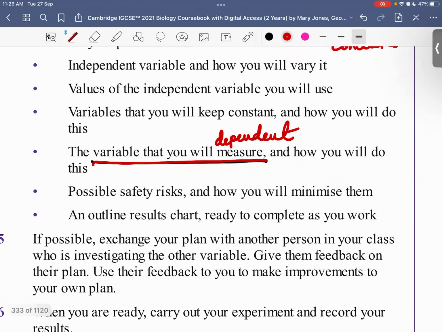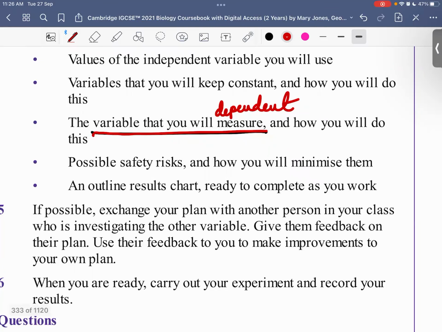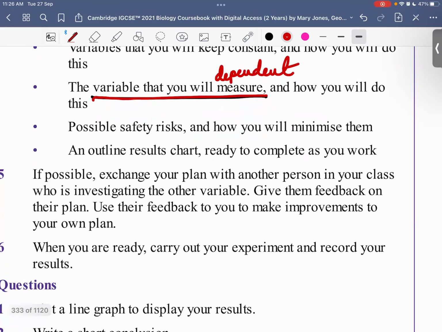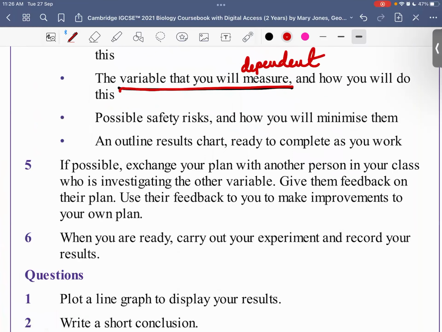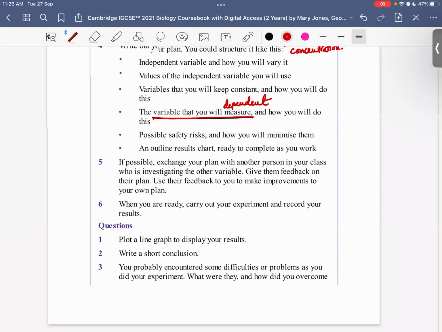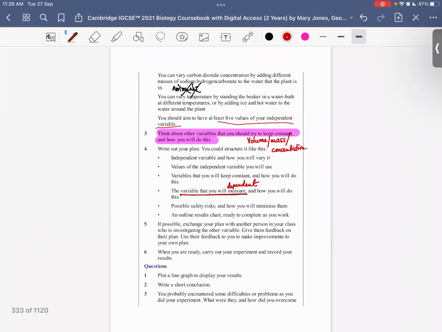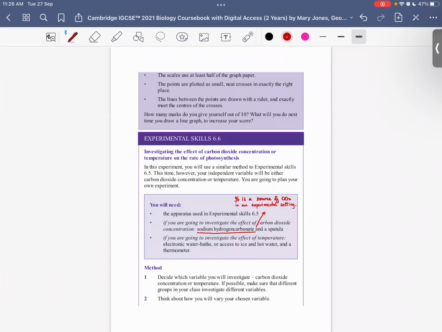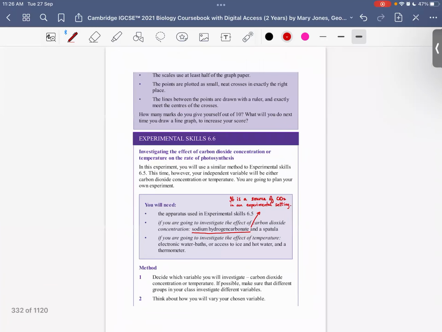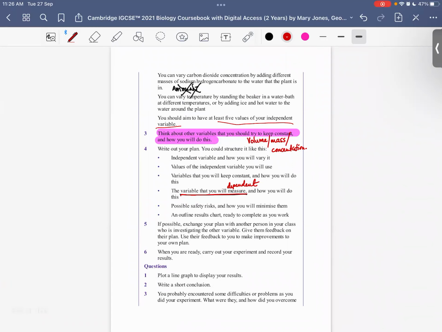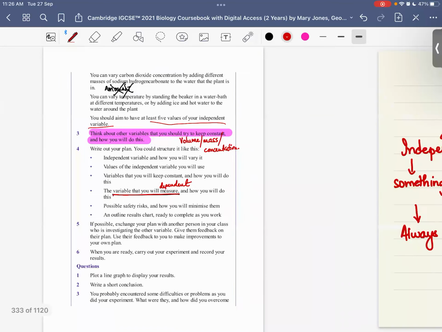You will take into account some safety risks and how you're going to minimize them, and an outline results chart ready to complete as you work, and so on. Acha. Let's see how this is done. So they haven't mentioned how they're doing it. I think they are only teaching you how to plan an experiment. Okay, fine. And that's also important because planning an experiment is a skill which many students don't know. So fine, we've done planning.